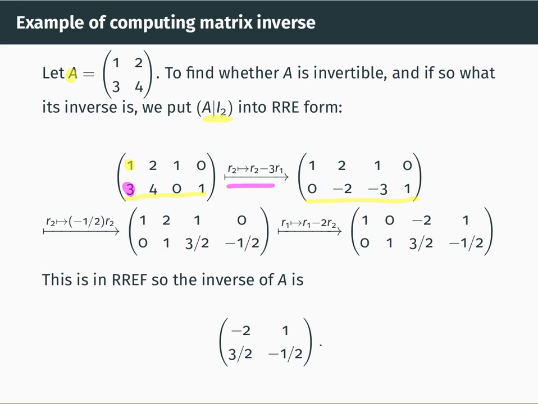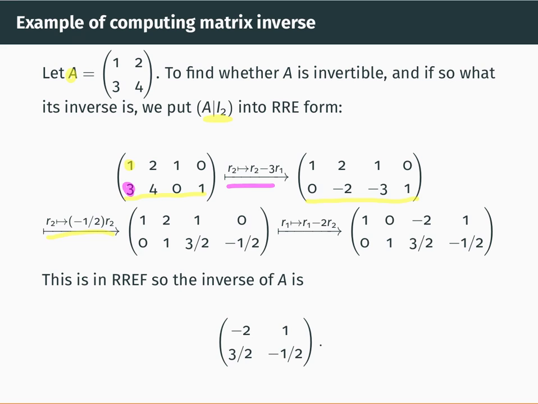Now we're not in row reduced echelon form yet, and one of the reasons we're not in row reduced echelon form is that there is a leading entry in row 2 which is not 1. In a row reduced echelon form matrix, every leading entry must be equal to 1. So in order to get that leading entry to be 1, what we'll do is multiply row 2 by -1/2. That's what we do with our second row operation here. We're multiplying row 2 by -1/2.